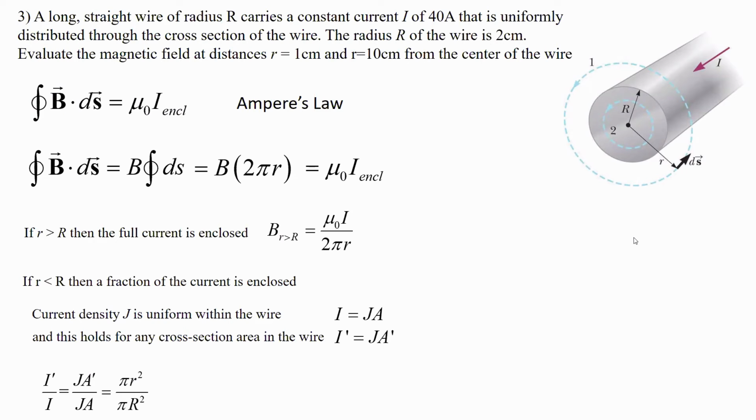So the ratio of the current enclosed to the final current is this ratio of the radii squared.